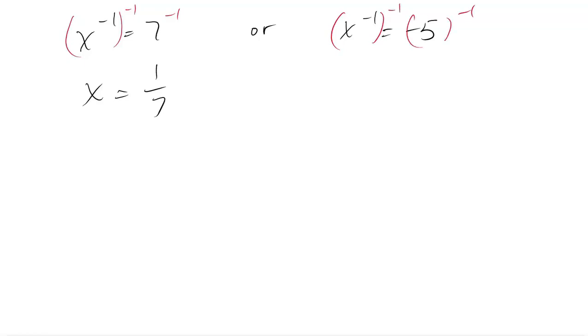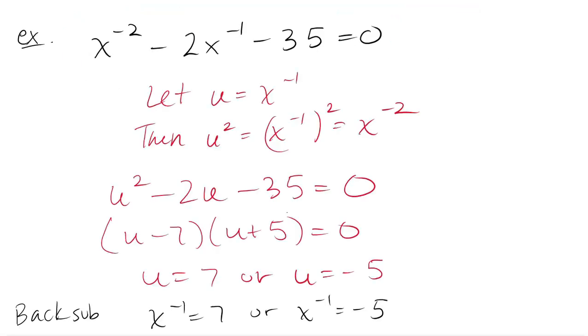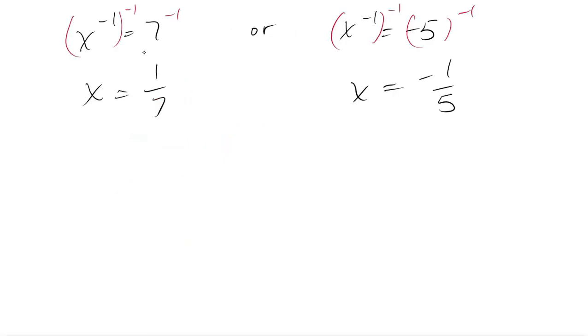I raise both sides to the -1. The reciprocal of -5 is 1 over negative 5, but I write that as negative 1/5. And those are our two solutions. The only thing we'd have to worry about here is if we got an answer of 0. You can't raise 0 to a negative exponent because that would be division by 0. Nothing else we did here would generate extraneous solutions. So as long as we didn't do anything silly, both of these should work.